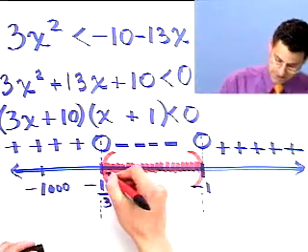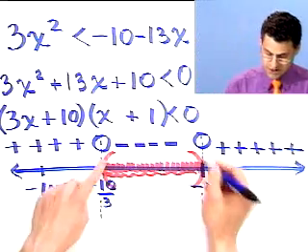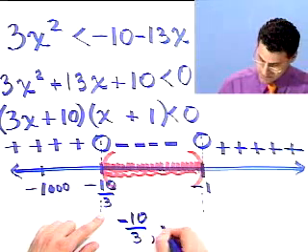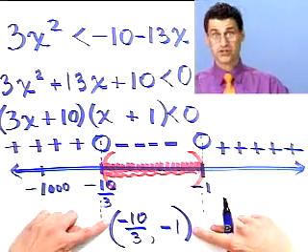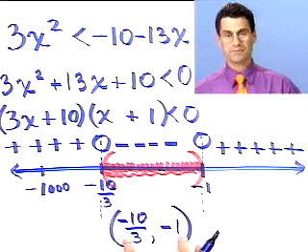Some people actually think of this as the answer. That's the graphical answer. If you don't like that, you can write it in interval notation by just copying that. -10/3, comma -1, and you put the parentheses like that. Notice how I just copy that picture down. I always put the small value on the left and the big value on the right, even though they're negative.